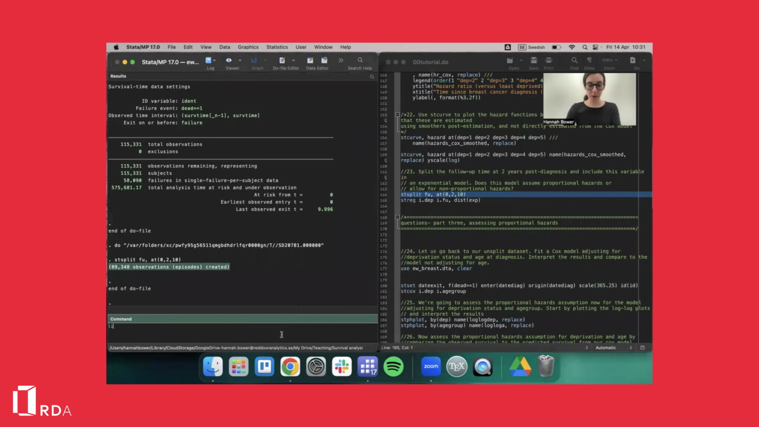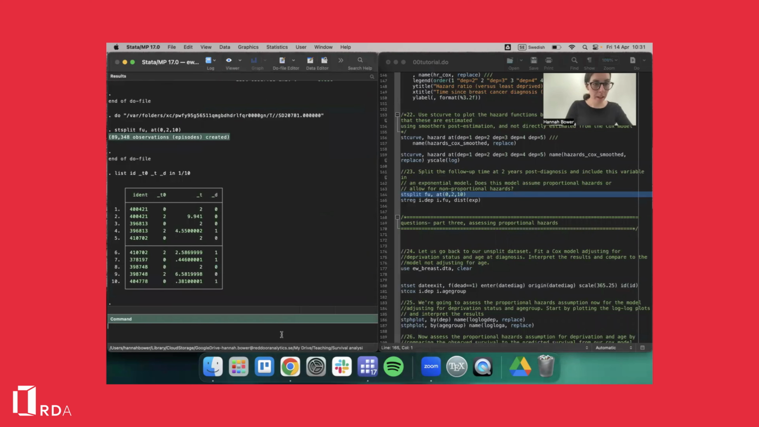Maybe we can take this opportunity to have a look at some of our variables. So if I just look at t0, t, d in 1 to 10. Let's see here. So if we look at the first individual, the first 2 lines now represent the first individual. Previously, we had 1 line, 1 row per individual. Now we have potentially up to 2.